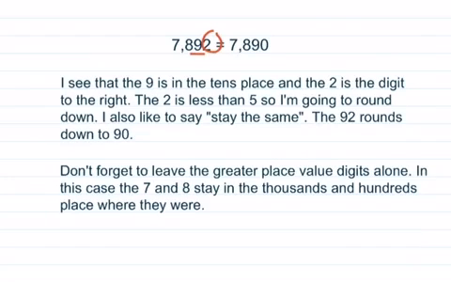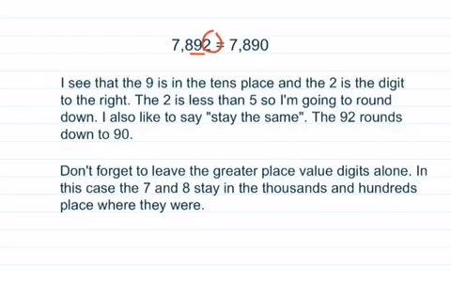And then, in this case, we have 7,892. And of course, that's going to round to 7,890. And the reason why is, well, I see that the 9 is in the tens place, and the 2 is the digit to the right. Since the 2 is less than 5, I'm going to just round down.